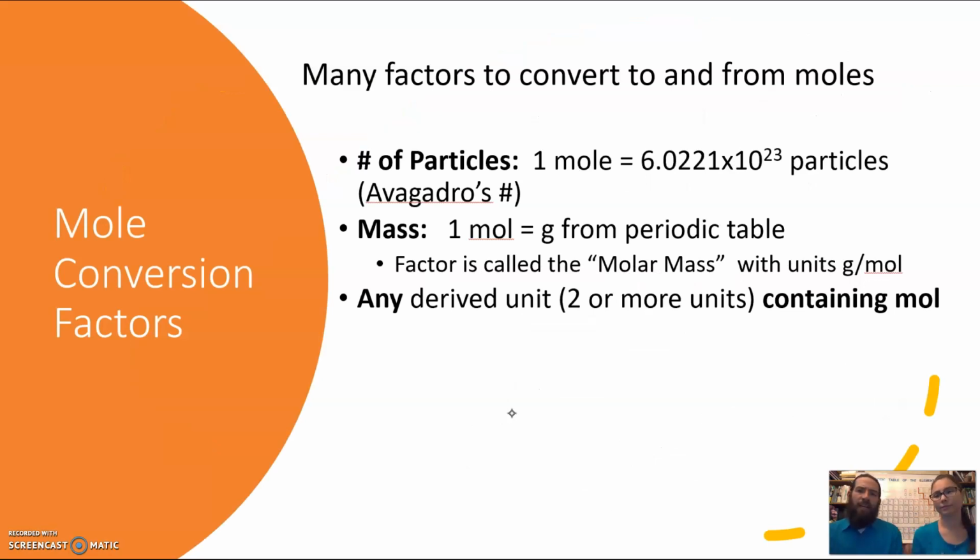There are a lot of factors to convert to and from moles, and we talked about using Avogadro's number in our previous video lecture. We can use Avogadro's number. We can use the molar mass from the periodic table, and there are going to be more derived units. You look for that word mole in your derived unit, and you can get to moles. Yes, stay tuned for a lot more conversion factors to moles.